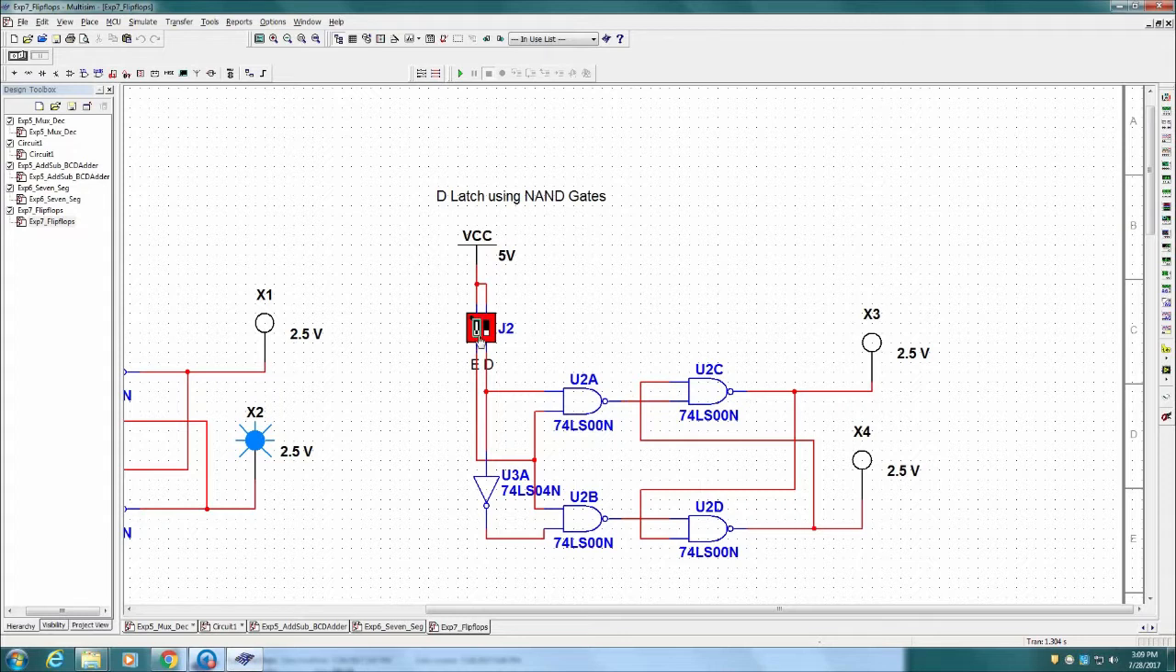D-latch is a modified version of the SR flip-flop. Here, when E equals 0, the output will not change with D. When E equals 1, the output will depend on the D input. If D equals 0, output will be 0, and if D equals 1, output will become 1.